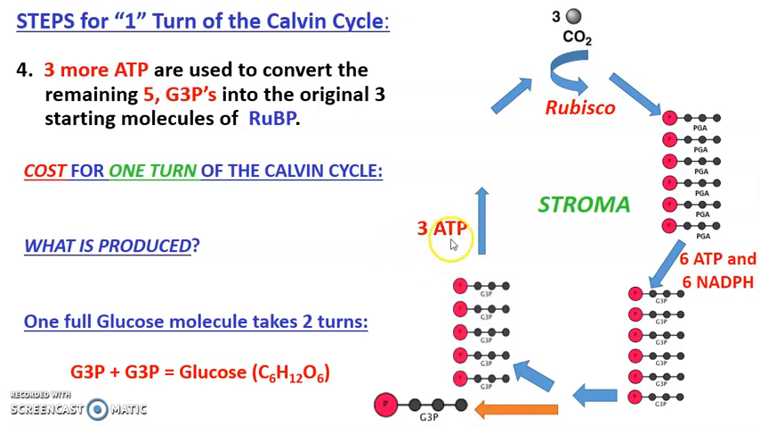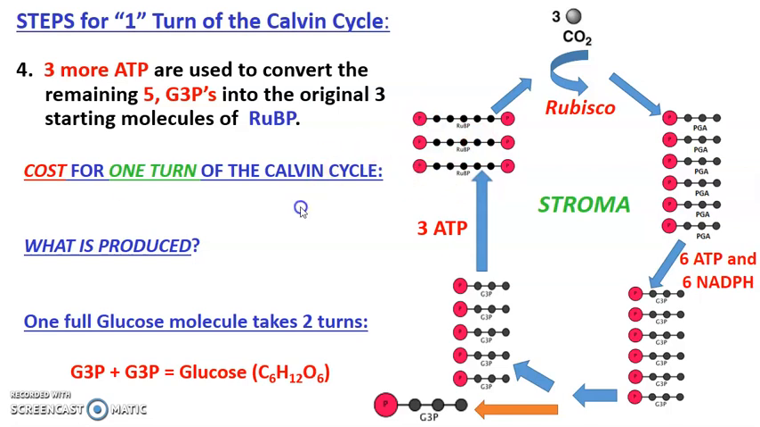And with those 3 ATPs, as well as additional enzymes that we're not going over, we can cut all these G3Ps apart, use the ATP, and reassemble them back into the original 3 RuBP molecules that we began with. So again, if you look at these 5 G3Ps and you do the math, I have 5 of them. Each one has 3 carbons. 5 times 3 is 15. So these 15 carbons have to get turned back into the original 15 carbons that we began with, which were 3 RuBP molecules.